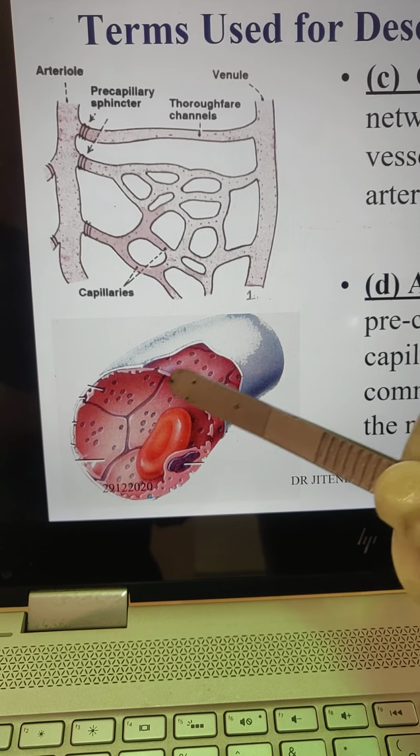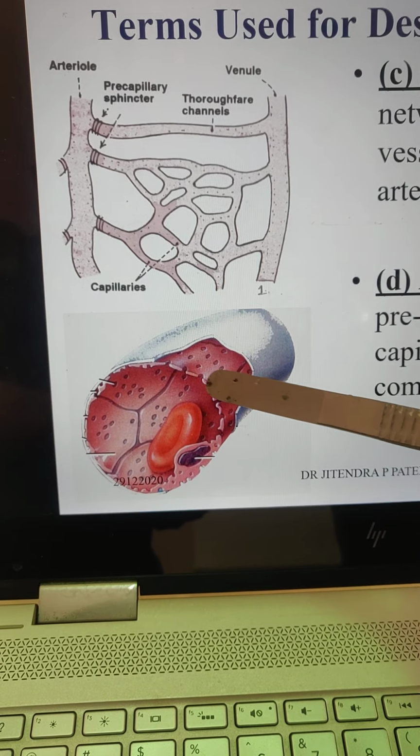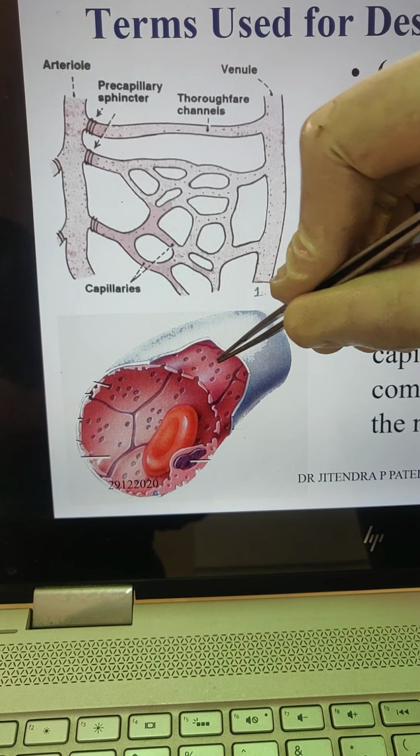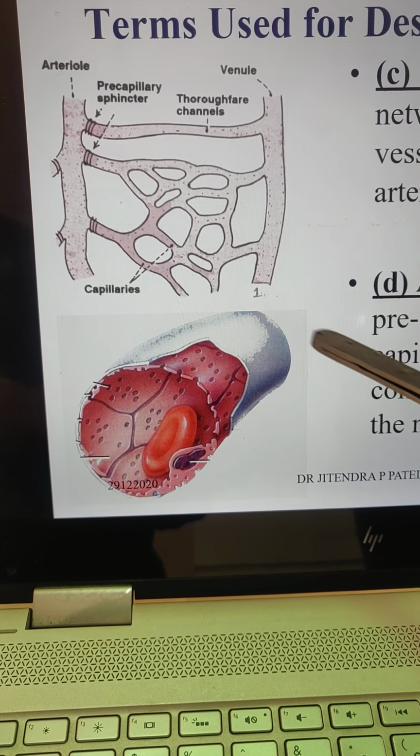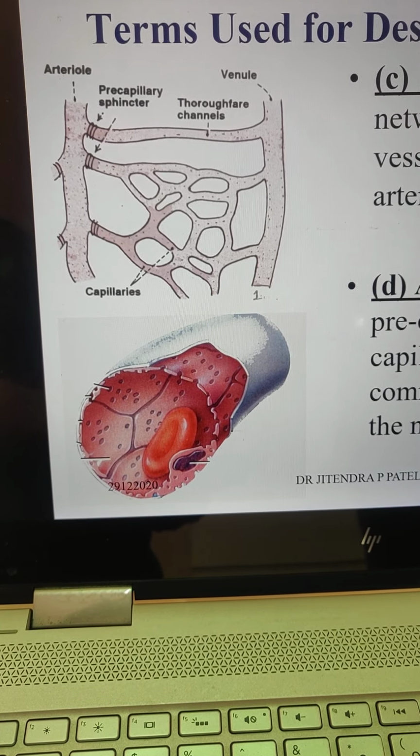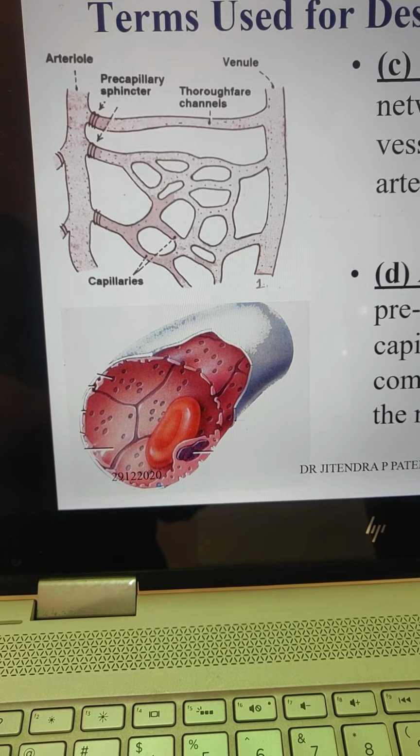And capillaries are of two types. One has holes inside the capillaries, which is called fenestrated capillaries, and the one without holes inside is called continuous capillaries.